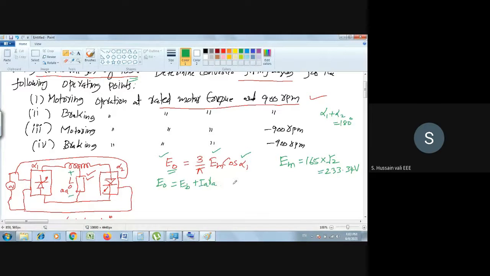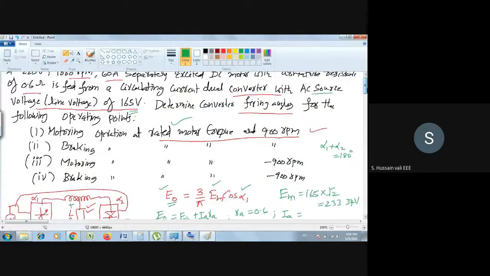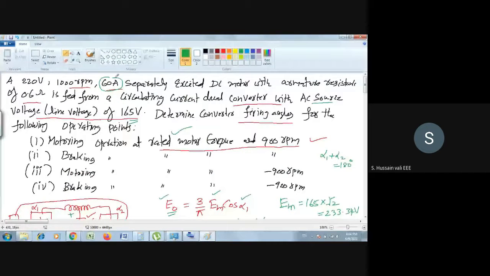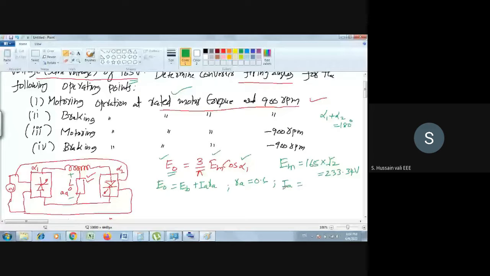Then what is RA here? RA is equal to 0.6. What is IA? IA depends. He said rated motor torque, which means the current is rated. What is the rated current? He has given it in the problem. You see here, 60 ampere he has given. Then we'll go ahead with that. So 60 ampere.